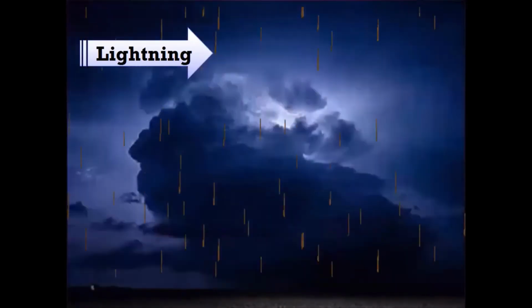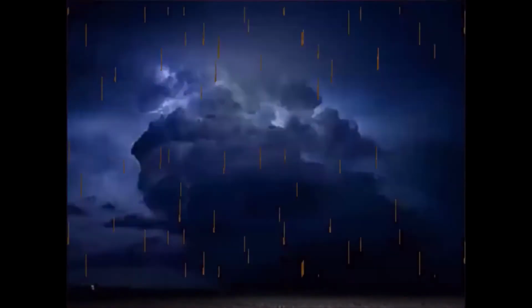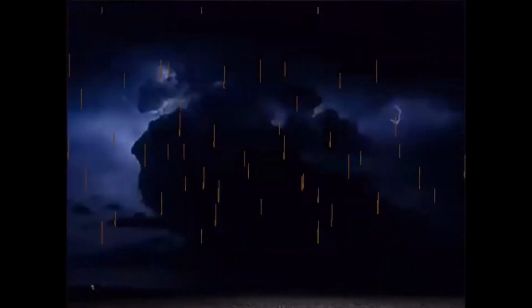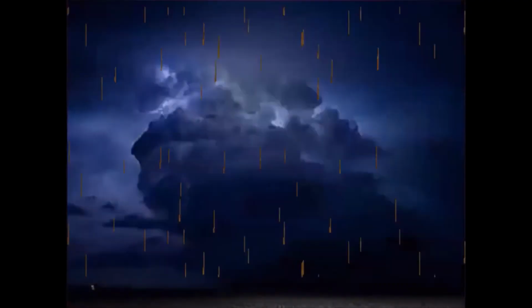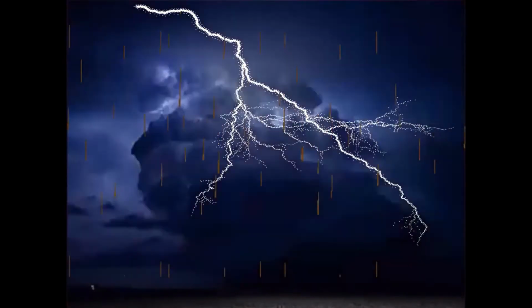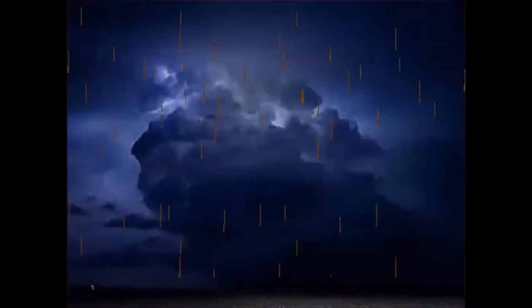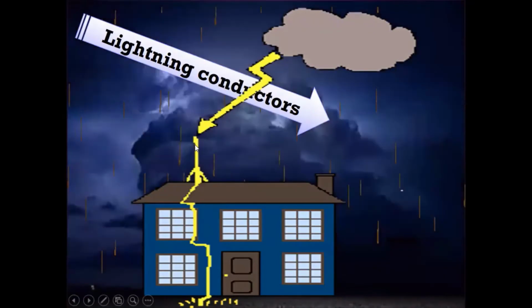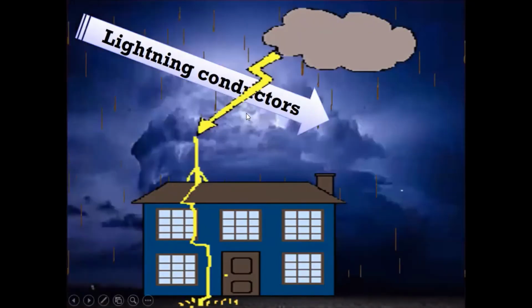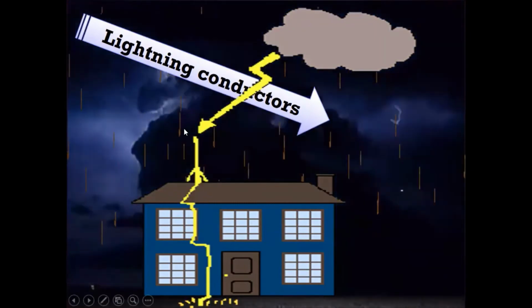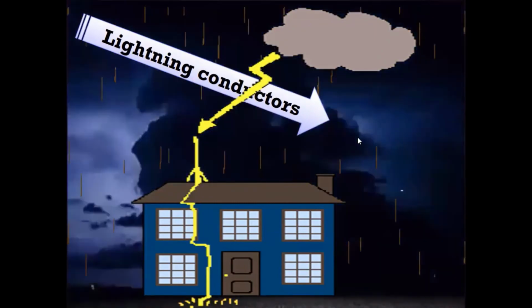Lightning conductors. Students, in order to protect a high building from damage due to lightning, a pointed metallic rod called a lightning conductor is fixed to its highest point. This repels any charge that may be induced in the building from the clouds.